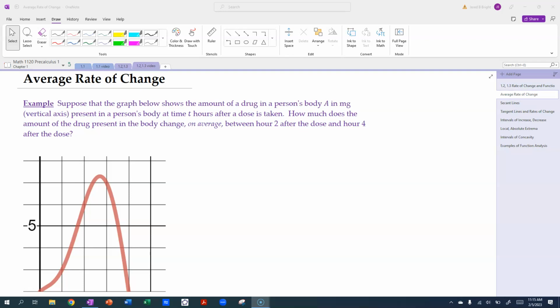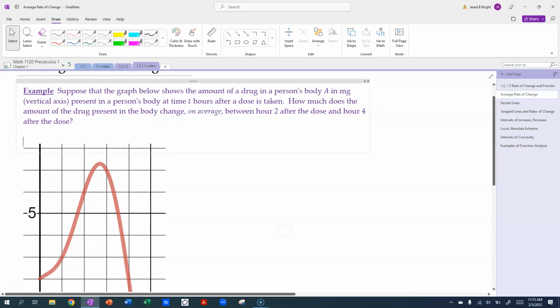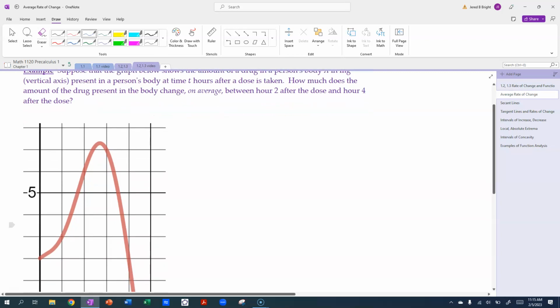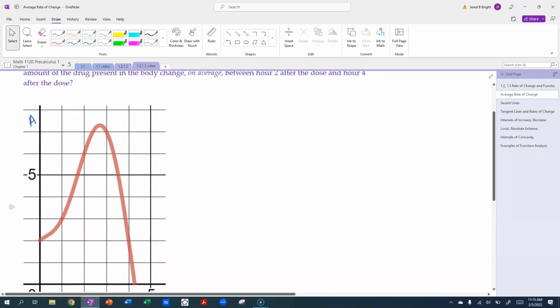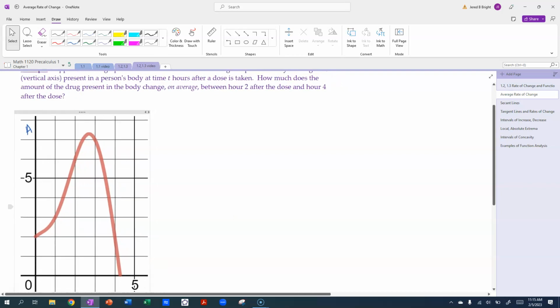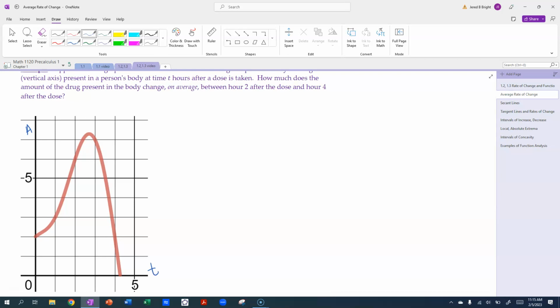In this video, we're going to talk about average rate of change. And to begin, we're going to look at this example. The context here is a graph below that shows the amount of drug in a person's body, A, the amount in milligrams, represented by the vertical axis. So this would be your A axis, and the horizontal axis is T, time in hours after a dose is taken. How does the amount of drug present in the body change on average between hour 2 after the dose and hour 4 after the dose?